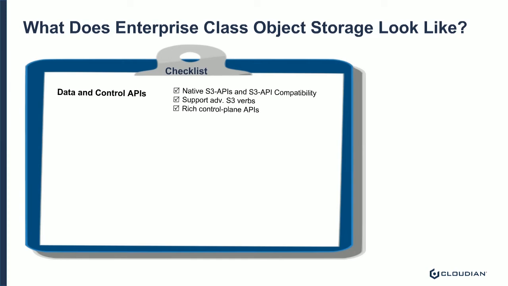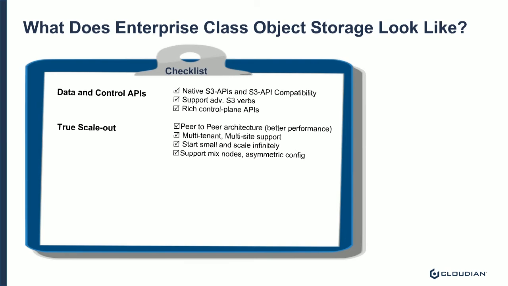Whether the object storage solution has data and control APIs, right? Does it have native? And again, native does not mean that I'm running on the same box. Native is architecturally, are the S3 APIs native so that I can get the S3 compatibility? Does it have the ability to support advanced S3 API calls and verbs, as we call it? Does it have control plane to manage, administer, report, monitor, right? Access controls? Those are all the things that you should evaluate an object storage on.